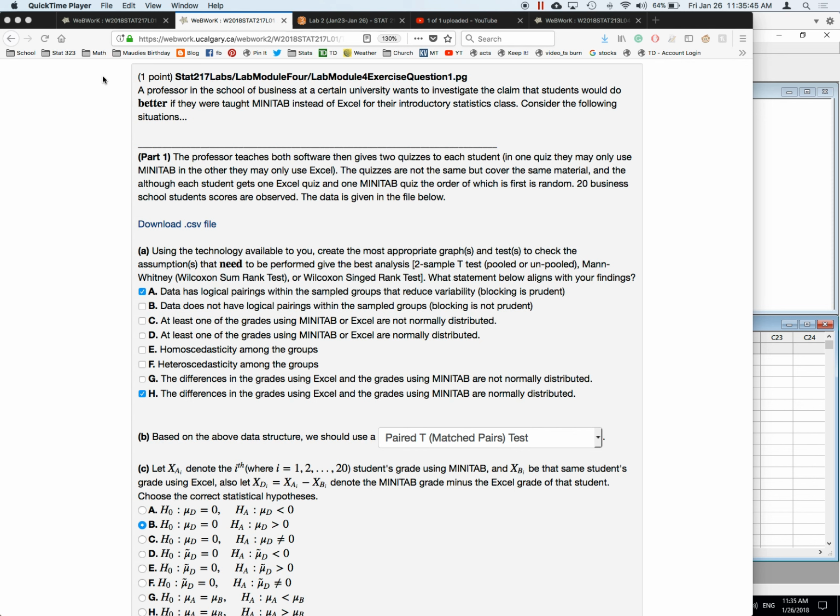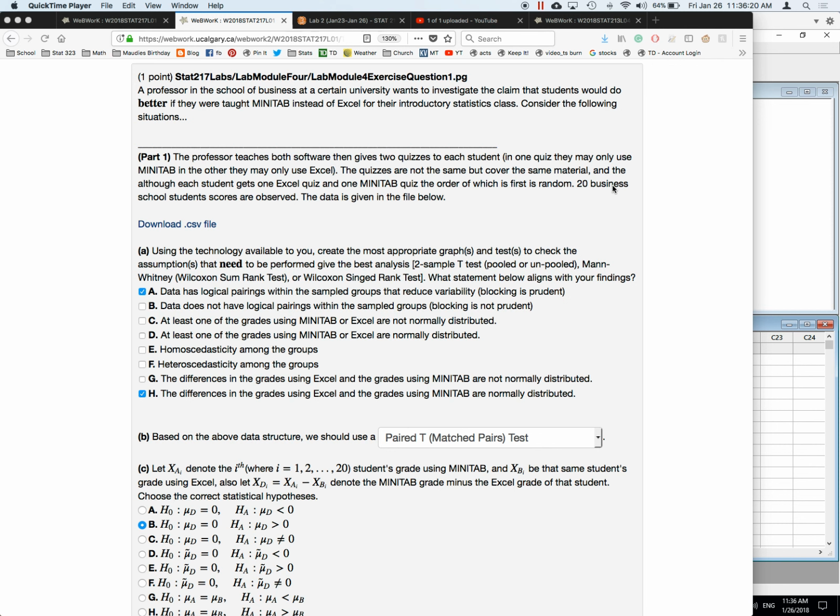In this particular situation, you've got somebody trying to see if somebody's going to do better on Minitab or on Excel. So one idea would be to give each student a quiz on Minitab and then give them each a quiz on Excel. The questions aren't the same just because you don't want necessarily people to just be remembering the answers, but you want to see if using the softwares makes any sort of difference. But the order, when they use Minitab first or when they use Excel first, is completely random.